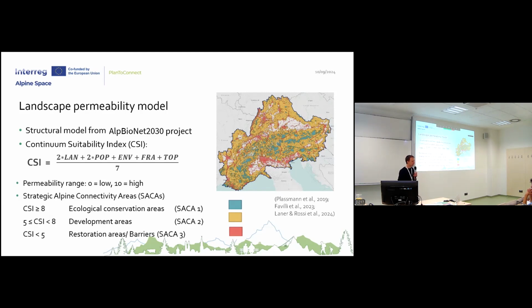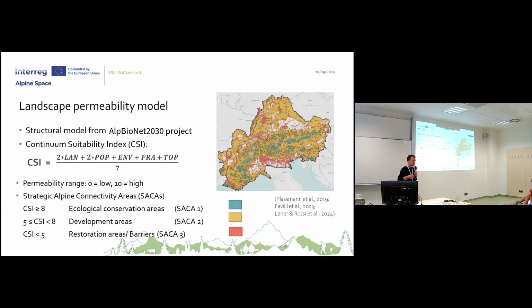This is based on 5 factors. So this is a landscape permeability model for a species on land. These 5 factors are land use, population, environmental protection, fragmentation, and topography. Those are transferred to a range from 0 to 10, so 0 means low permeability and 10 means high permeability. And those are categorized in 3 categories. So actually a continuum suitability index higher than 8 means it's a very good area for ecological connectivity.